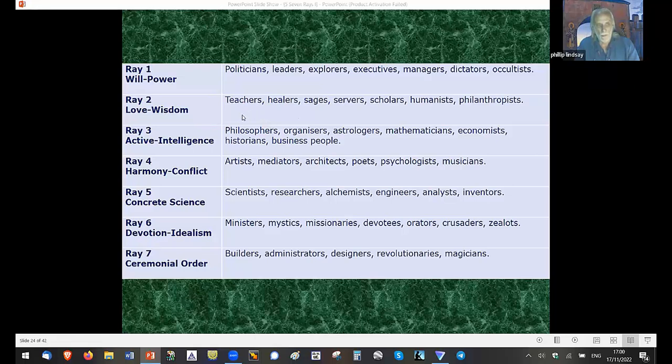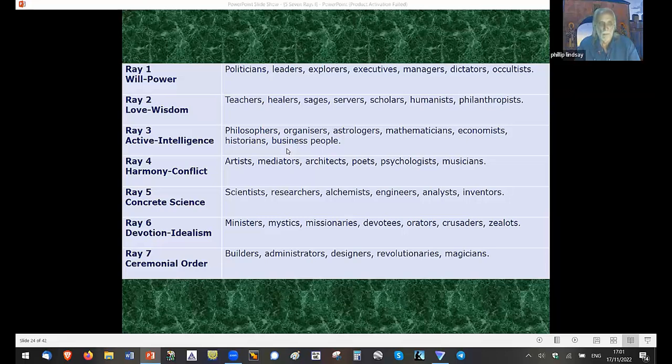We have the third ray of active intelligence, which is associated with the Shohan called the Venetian, who was once Paolo Veronese in Italy. We have philosophers, organizers, astrologers, mathematicians, economists, historians, business people. You can see the third ray is strong in myself. I regard myself as a philosopher that happens to do astrology and is an historian as well. And I have to run a business too. So it's strong in me maybe in a couple of my vehicles. You can have two or three vehicles influenced by the same ray.